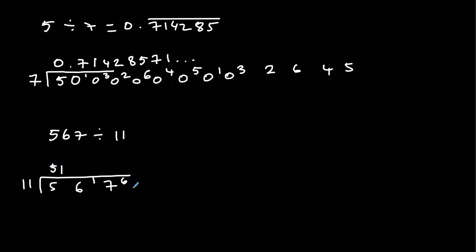Okay, so at this point, when we add our first 0, we need to put a point at the top. And then we carry on as usual. 11 goes into 60 5 times with a remainder of 5. 11 goes into 50 4 times with a remainder of 6. And then the remainders are just going to repeat. So that's going to be 5 with a remainder of 5, and so on. So it's just going to be 51.54 recurring.